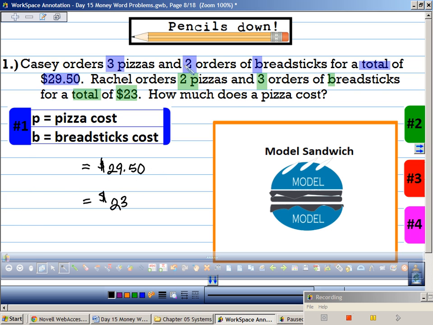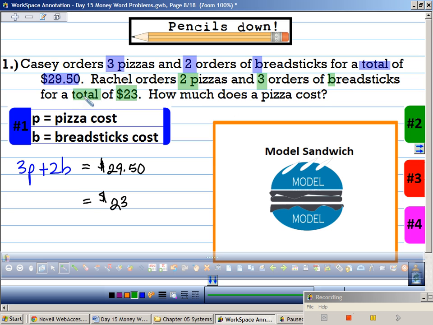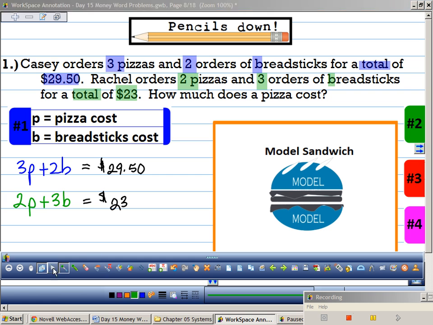What consists of this money total? I'm going to go back to the blue. This money total consists of 3 pizzas and 2 breadsticks. 3 pizzas and 2 breadsticks. The other total consists of, if I go backwards, 3 breadsticks and 2 pizzas. I should put it the other way around, 3 breadsticks and 2 pizzas.